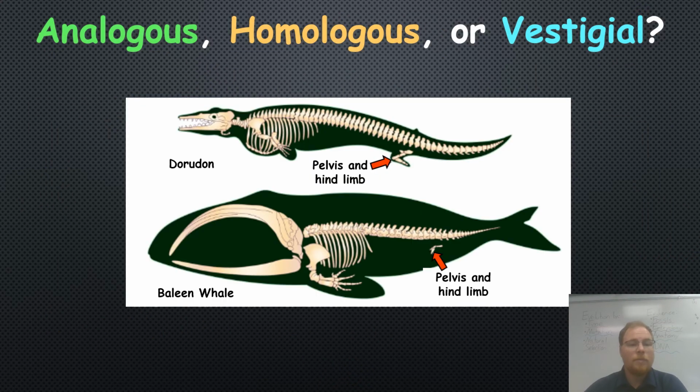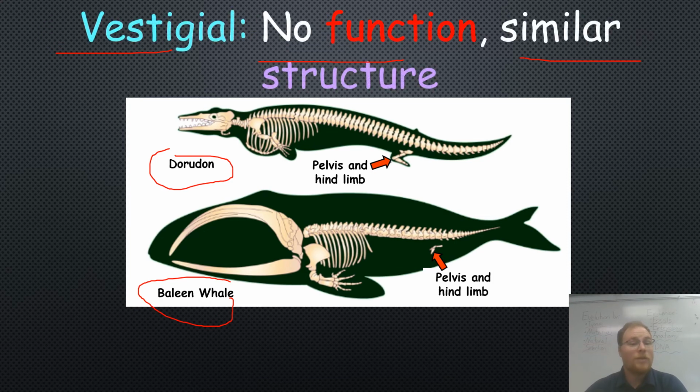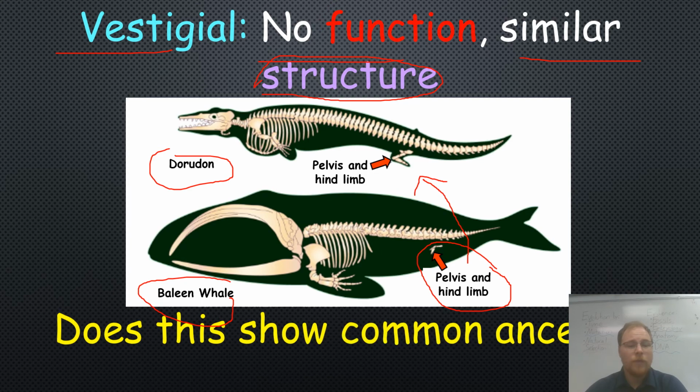In this case, we're talking about Ambulocetus and modern whales. Analogous, homologous, or vestigial? They are vestigial. These pelvises have no function, but they've just shrunken over time. They still have the same structure, just no function. Now, does this show common ancestry between whales and these early whales with limbs on them? Yes, it does, because these limbs are shrinking over time.